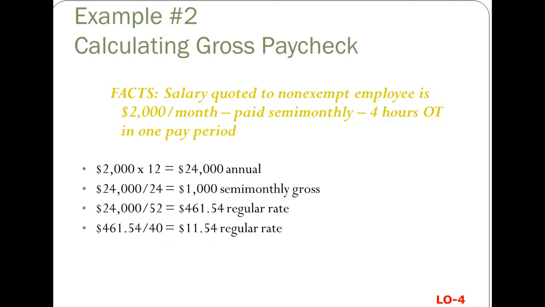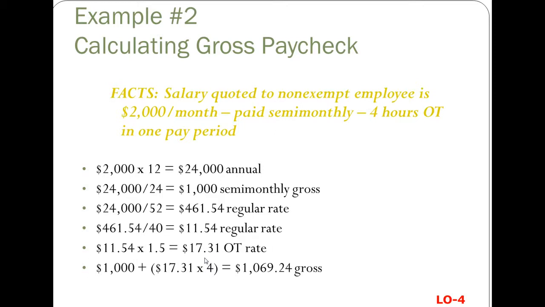Okay? Then 1.5 times the regular rate is the overtime rate. So in this case, you would take the semi-monthly gross of 1,000 plus the 4 hours of overtime at the overtime rate, which is 1,069.24.